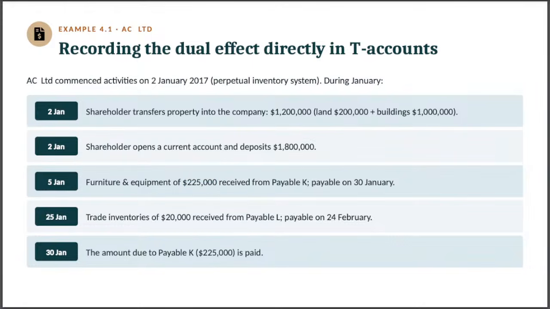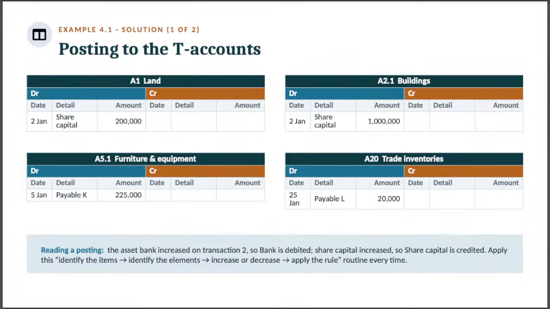On the 25th of January, trade inventories of $20,000 received from payable L, payable on the 24th of February. More liabilities, and trade inventories, which will go into assets. And on the 30th of January, the amount due to payable K, that's $225,000, is paid. All right, now how do we record all of these transactions? These are events that need to be recorded properly. Let's see how to do it for those financial statements. Here it is.